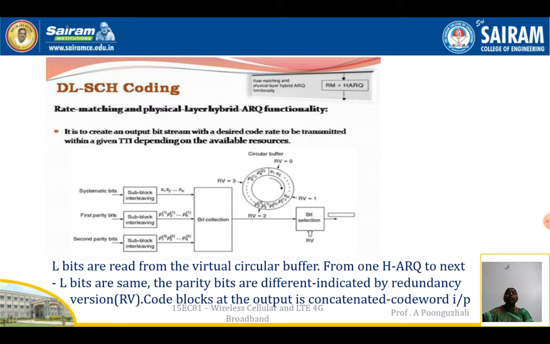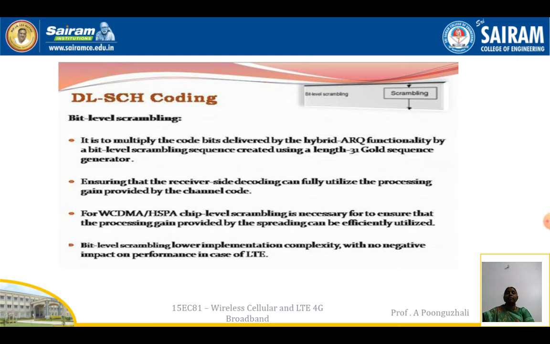In that case, from one HARQ to the other, the length of the bits read from the circular buffer should be the same, but the parity bits can be different. When the parity bits are different, they are based on the redundancy version we use there. The code blocks at the output are concatenated to form the codeword input. Next is your bit level scrambling.